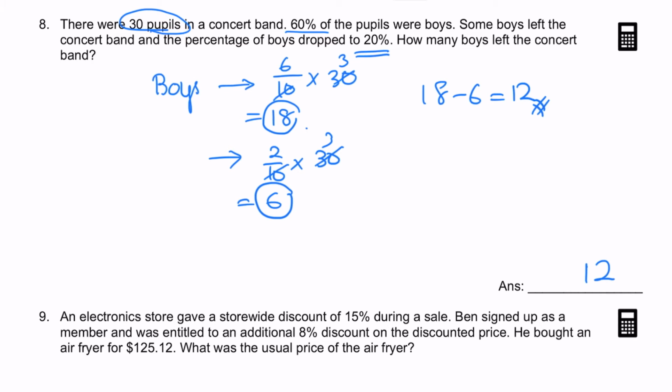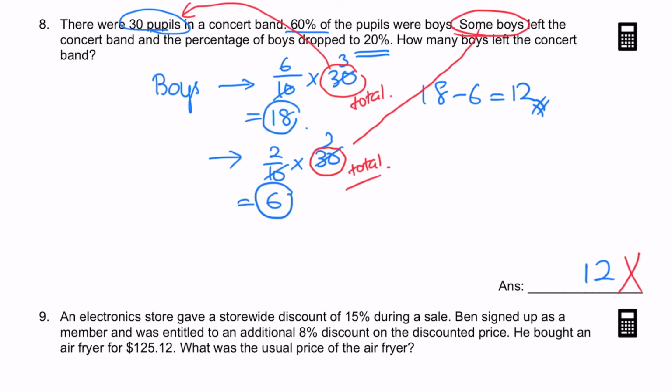So do you think my answer was correct? Now, the answer is actually wrong. Why? Let's take a look. Just now before, I used 30 to compare. Am I right? That's the total. But in the second part, I used 30 again as the total. But remember, some boys have left, which means this cannot be used.